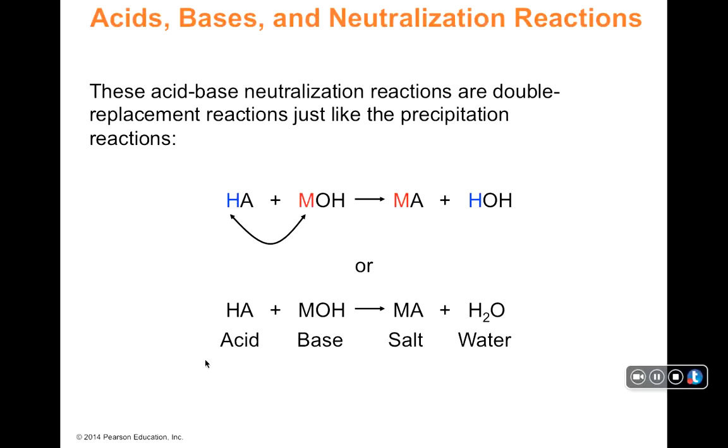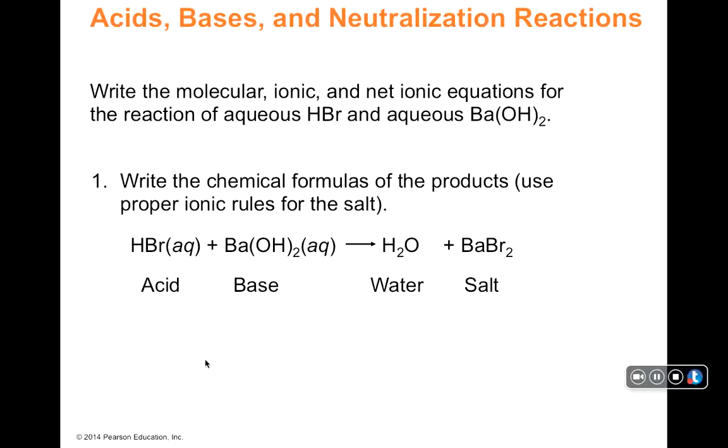These types of reactions, the acid-base neutralization reactions, are just double replacement reactions like you saw before. The main difference is you're getting a salt and water as products. So there's no looking for whether something's soluble, the products are always going to be that salt and water. We'll look at a couple of examples.